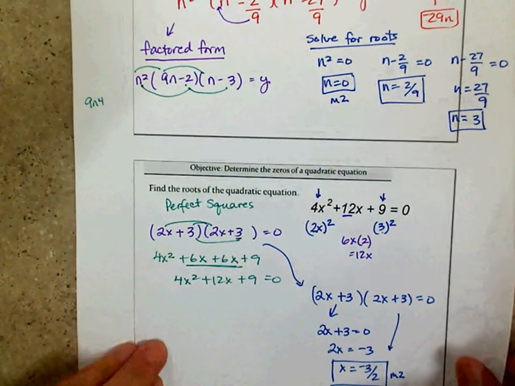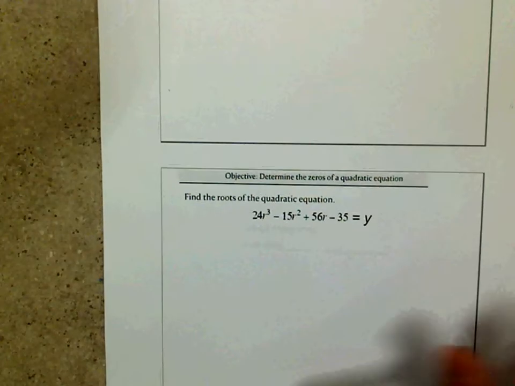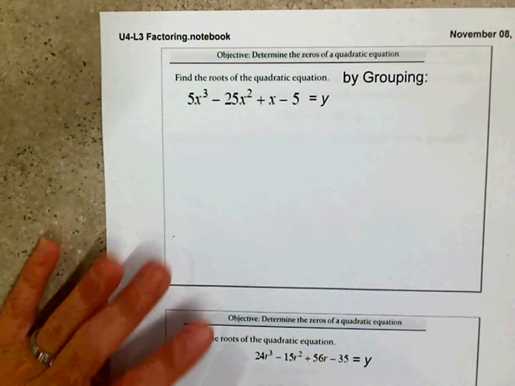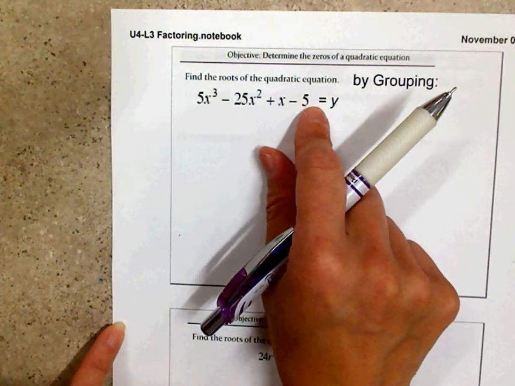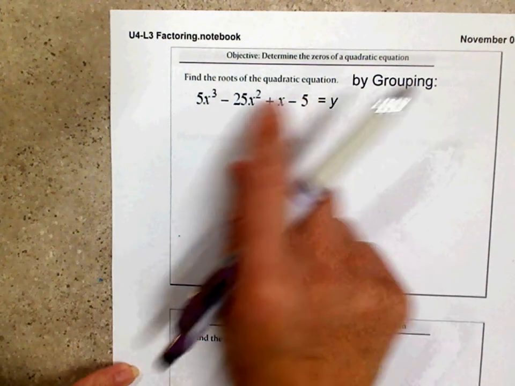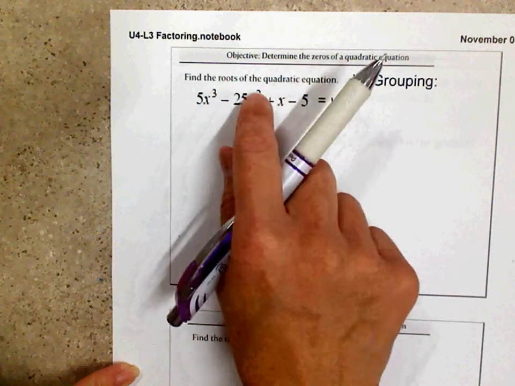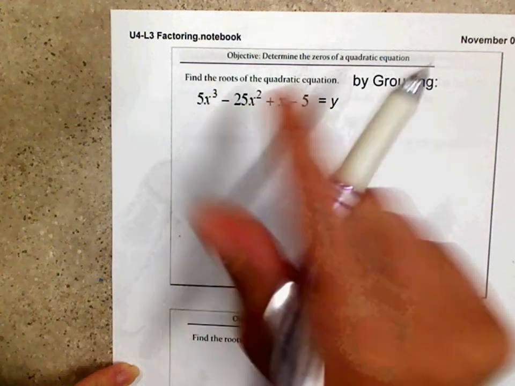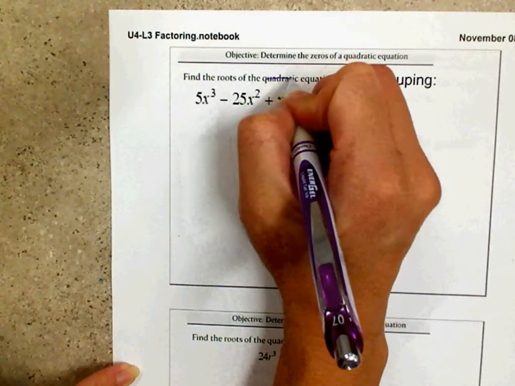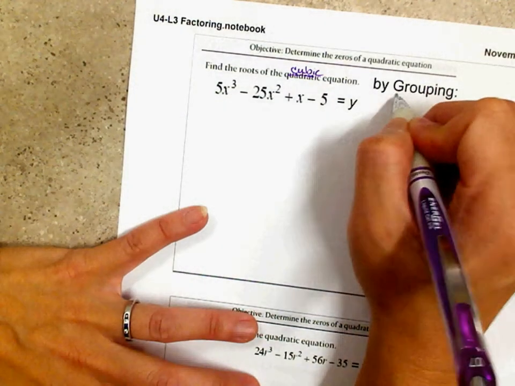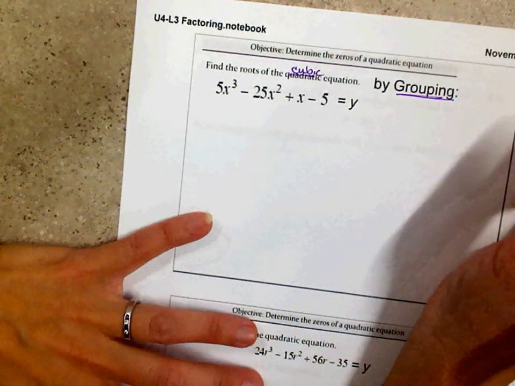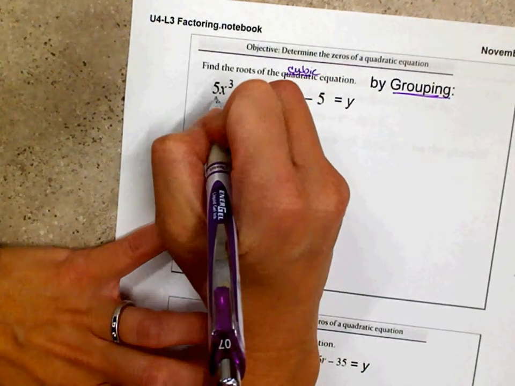Alright, count your terms. 1, 2, 3, 4. Oh, not a trinomial and not a binomial. 4 terms. 3, 2, 1. Is that a quadratic? No. This one is actually a cubic. Okay? And we're going to do this by grouping. Here's your method. Group the first two together. Group the last two together. Make sure they're in your order. Okay, you guys ready?